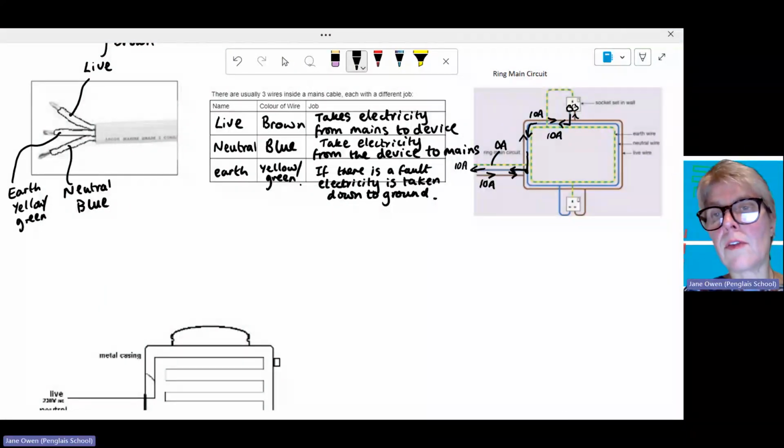So this earth wire shouldn't have any current going in it at all. 10 amps goes in through the live, 10 amps comes out through the neutral, and there shouldn't be any current going through the earth when it's working normally. And this symbol for the ground is that sort of symbol. So that means that if there is a fault, then the electricity will surge down to the ground. Instead of going through you when you come to touch it, it will go through the earth wire down to the ground so that you don't get that electric shock.